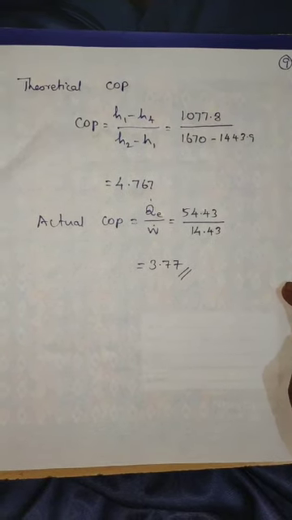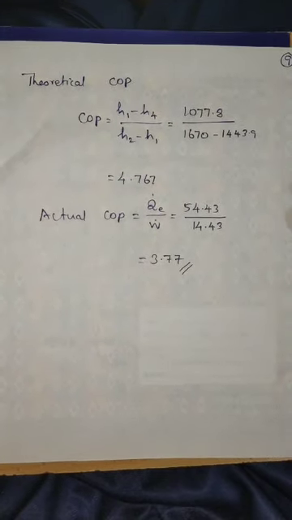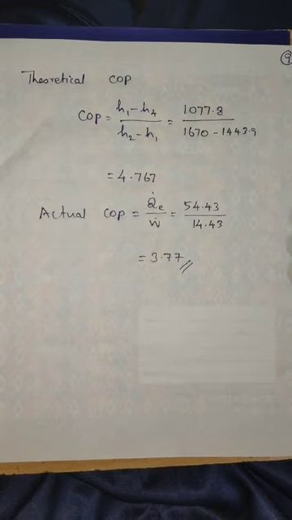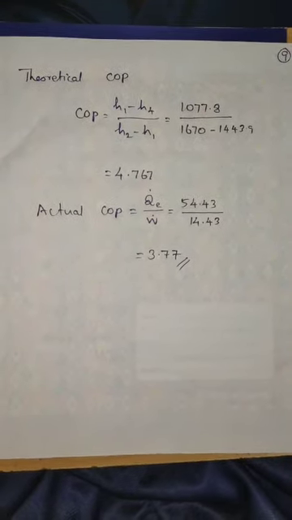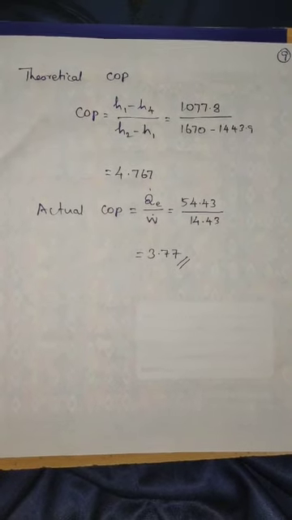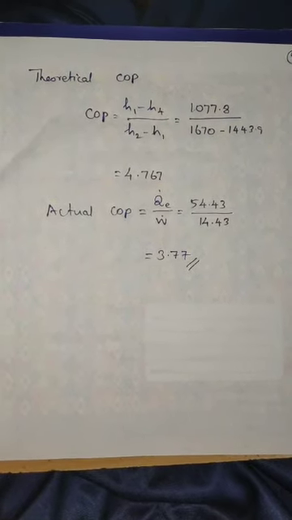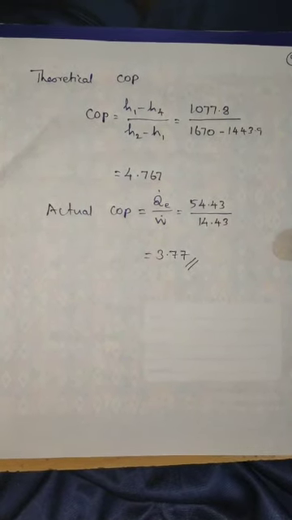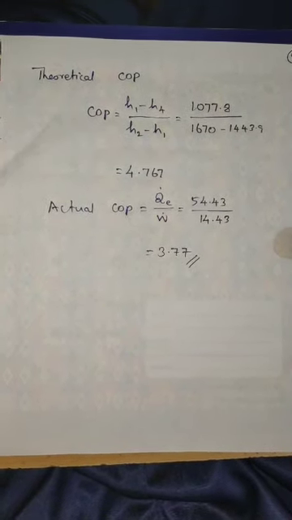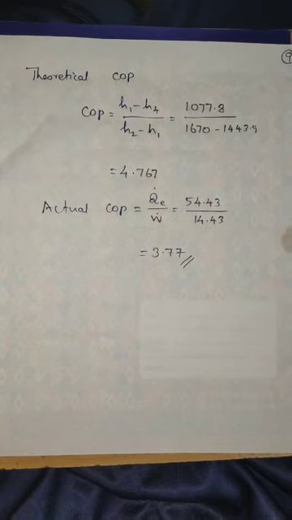Then the actual COP is calculated from the refrigeration capacity with the help of the ice plant, which means ice is produced from water, then the compressor work. The value is 3.77. Then the actual COP is less than the theoretical COP by 1.